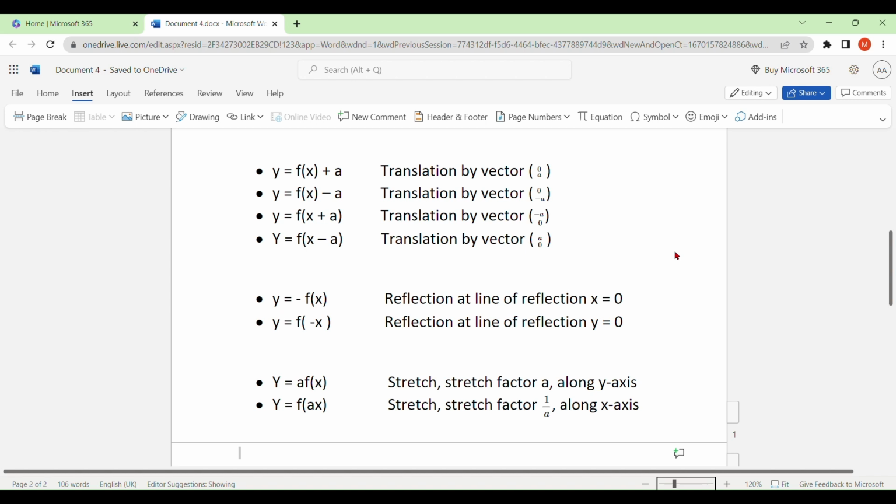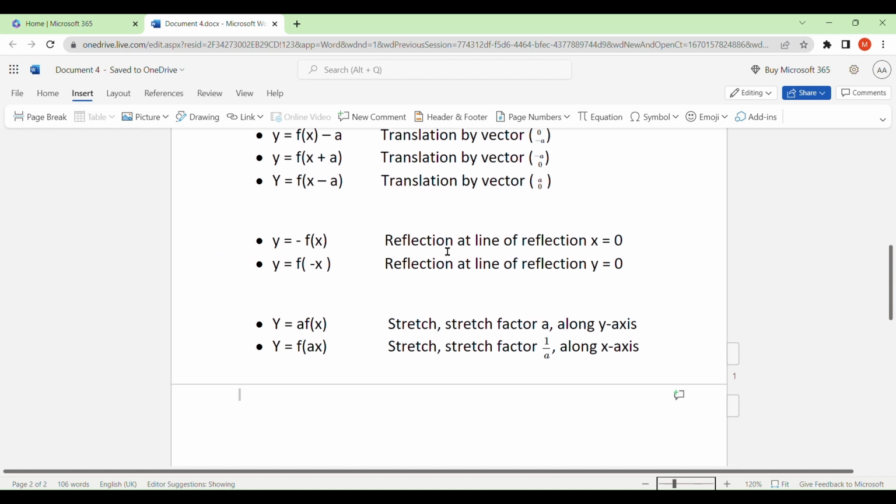So for this first one, the translation is by the vector (0, a). A is the y value, so a is changing the y coordinate. The second one is the same. And the third one, y is equal to f(x plus a). This time the x coordinates are changing because it is inside the bracket. So translation by vector (negative a, 0). It is negative because the original equation is x minus a, so minus minus plus is plus. Hence in this case, a is negative. Vice versa for the fourth equation.